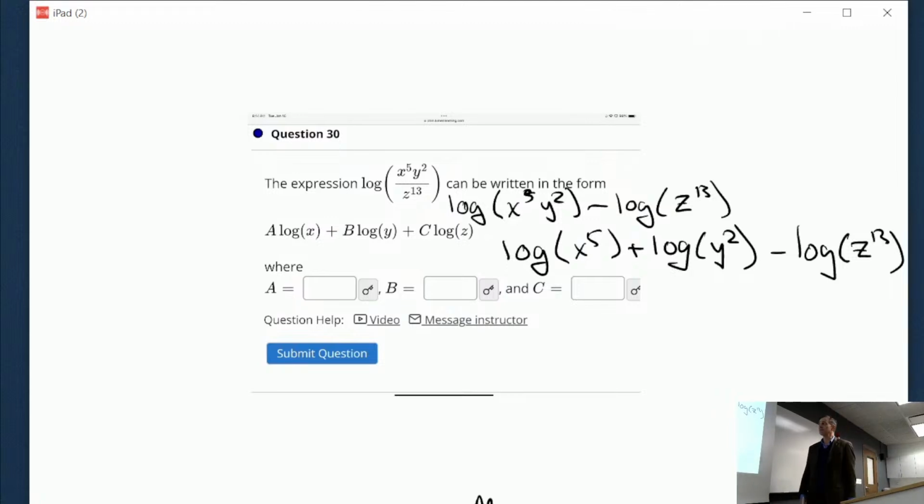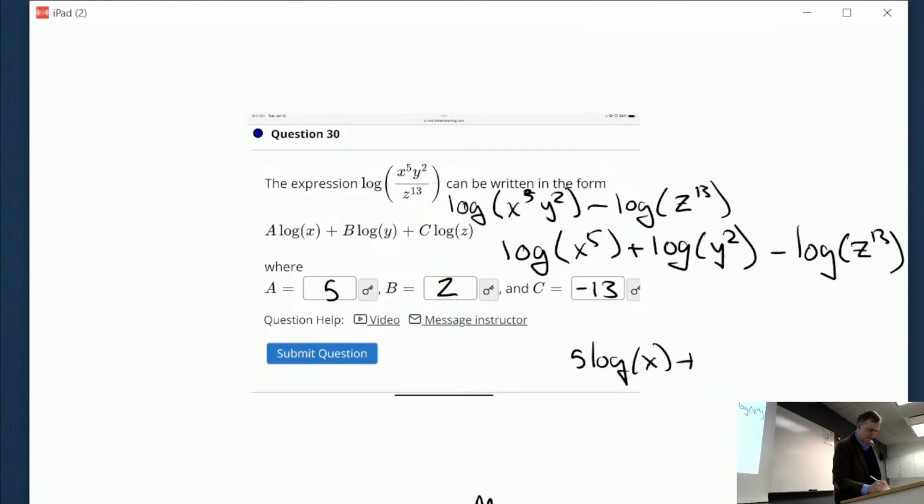So notice I'm just using those rules of logarithms, and then the final rule of logarithms is I can take this 5, since it's an exponent, move it out front, and it will become this a here. So that'll be a equals 5. This 2 gets moved out front, so I won't actually write it, but hopefully you can imagine what it would look like. And then this 13 gets moved out front, but notice that it's negative, so that'll be negative 13. I'll write it: 5 log x plus 2 log y minus 13 log z. So it's just useful to be able to do these manipulations.